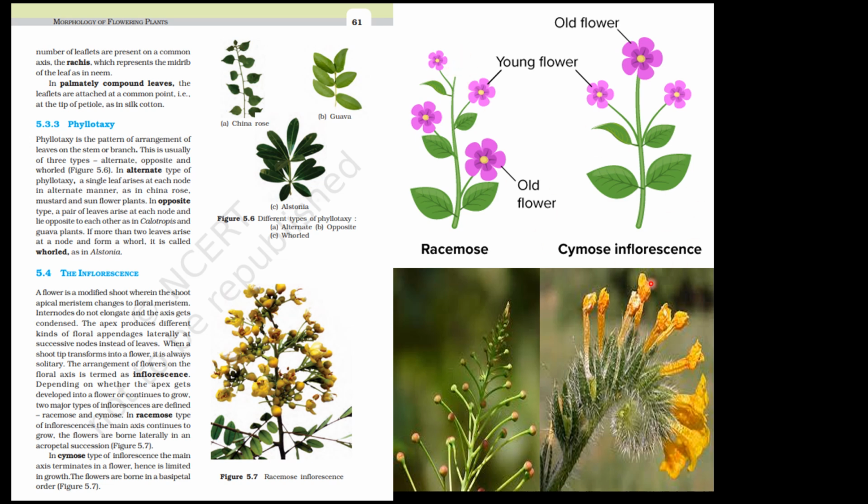Look at this, it will continue to grow. But in the case of cymose inflorescence, the older flower is at the apex and the younger flowers at the base. This type of arrangement is known as basipetal arrangement. So in cymose inflorescence we can see basipetal succession, whereas in racemose we can see acropetal succession. So that is the arrangement.